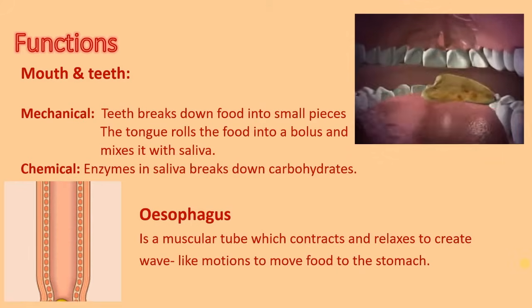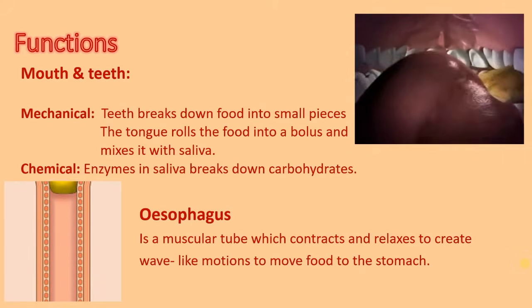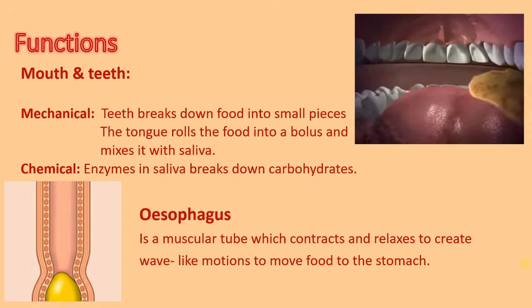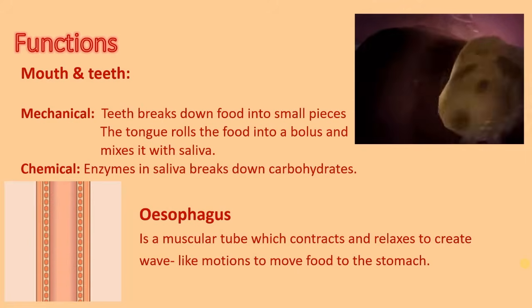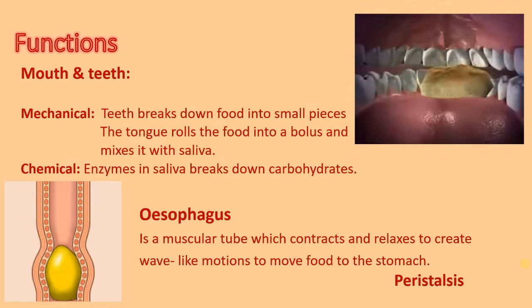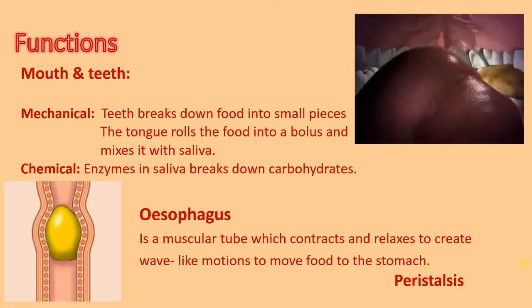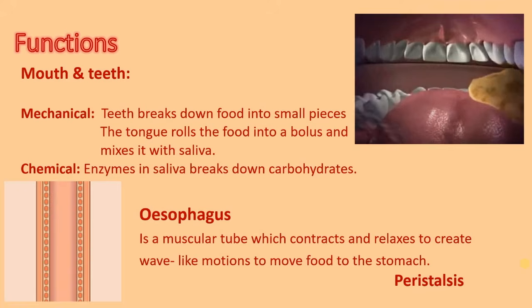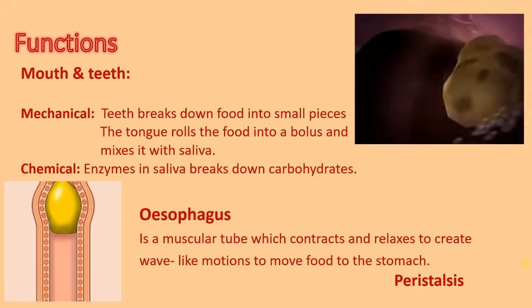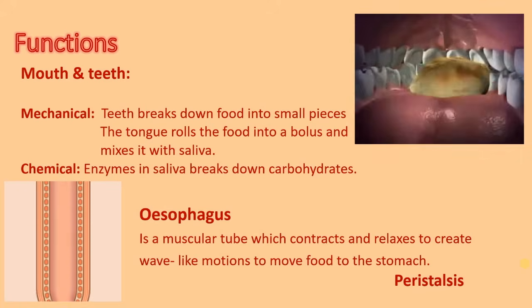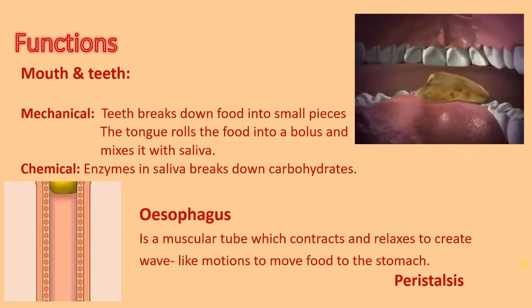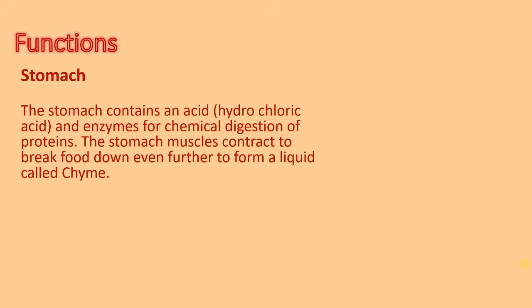Then we have the esophagus, which is a muscular tube, which contracts and relaxes to create a wave-like pattern. So this moves food from the mouth to the stomach, and this motion is known as peristalsis. If you have a look at the picture on the left, you can clearly see how the esophagus will contract at the back of the food bolus to slowly but surely move the food bolus down to the stomach.